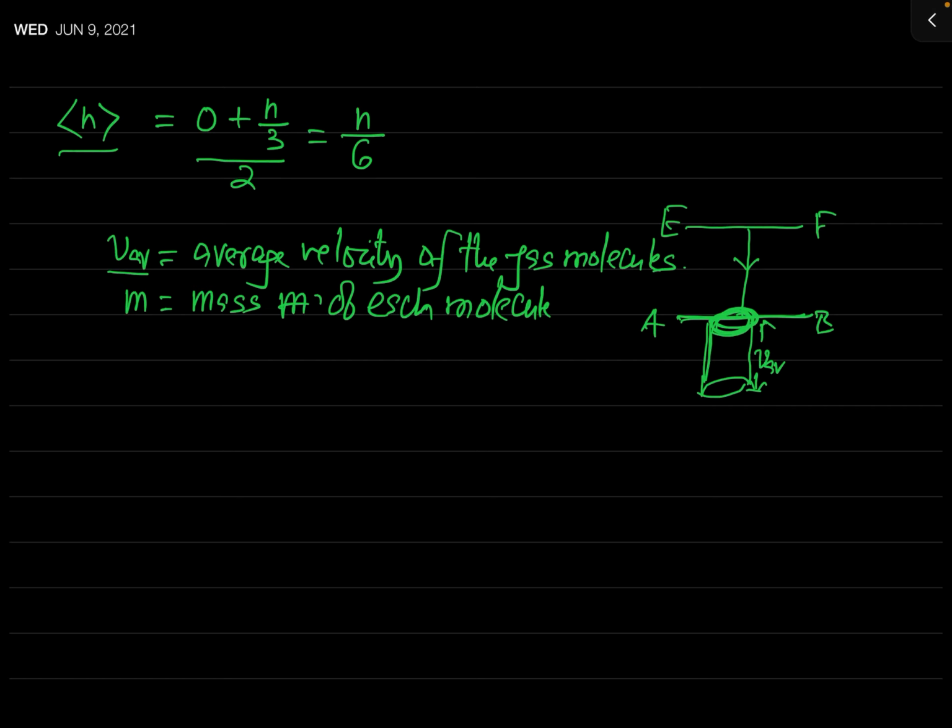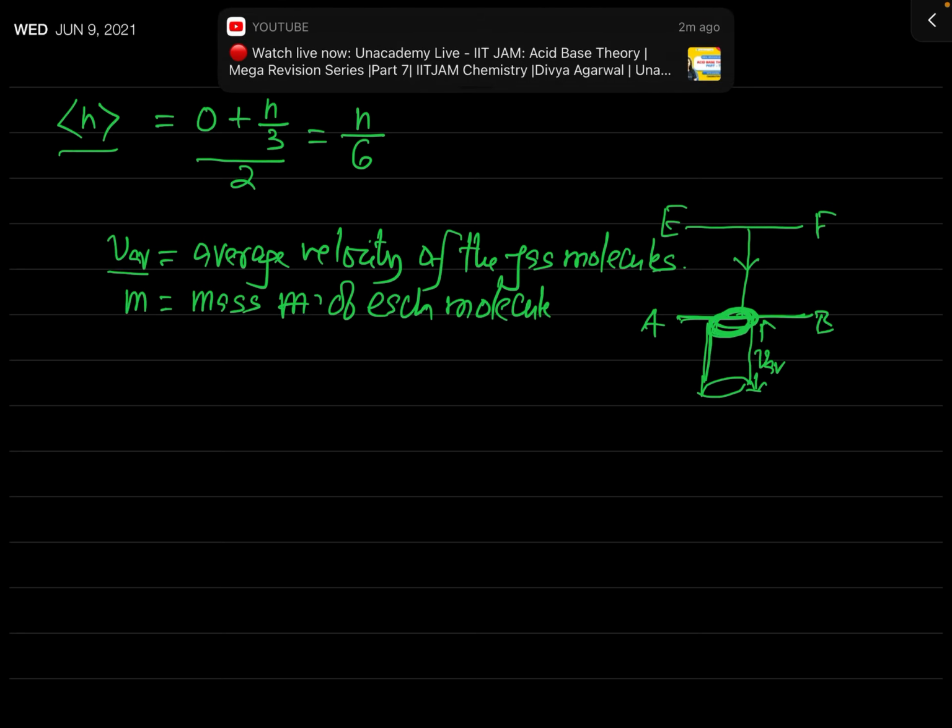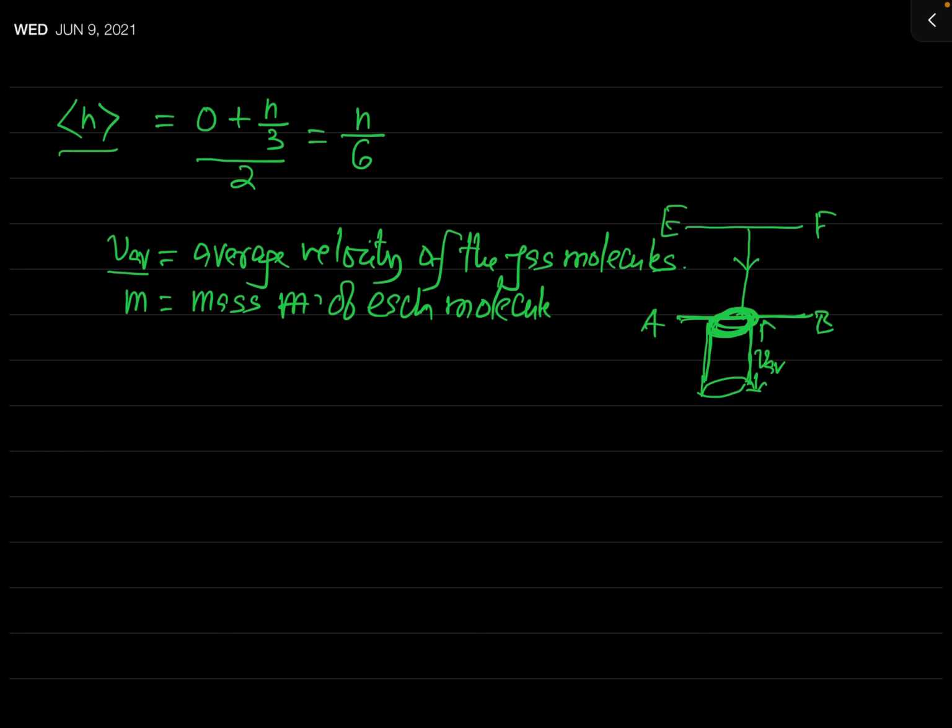So we can easily say that in 1 second the molecules moving from EF to AB in the downward direction will be distributed in a cylinder whose cross-sectional area is unity and whose length is equal to V average. In this way we can find how many molecules flow through the unit area of the layer AB in the downward direction. So you can calculate it.